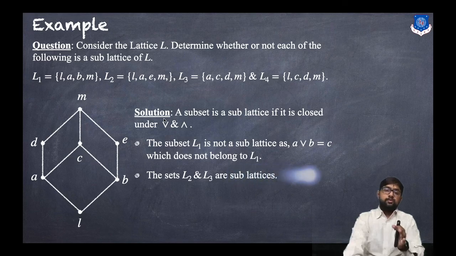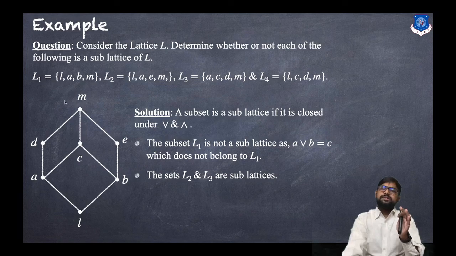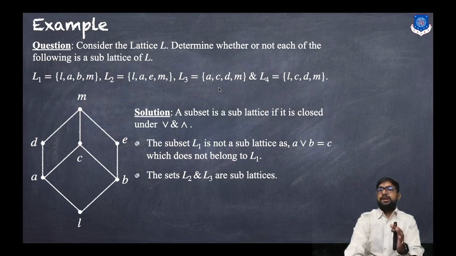Now for L2 and L3 we will discuss only one. So L, A, E and M. For E and M, what is the GLB and LUB? That is M and E, so they are in the set. Now L and A, so A and L, they are also in the set. Now for A and M or L and E, you can check any pairs. The LUB and GLB belong to the same set L2. And in the same manner L3 will be a sublattice.